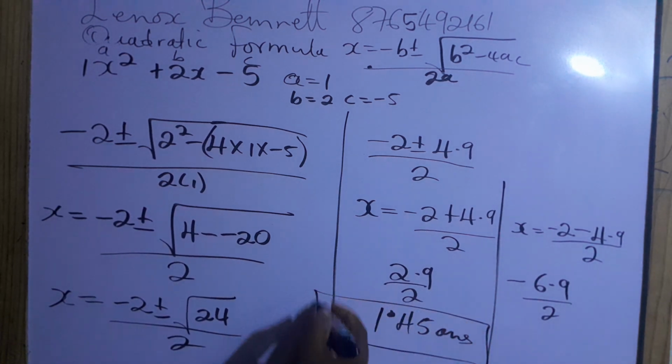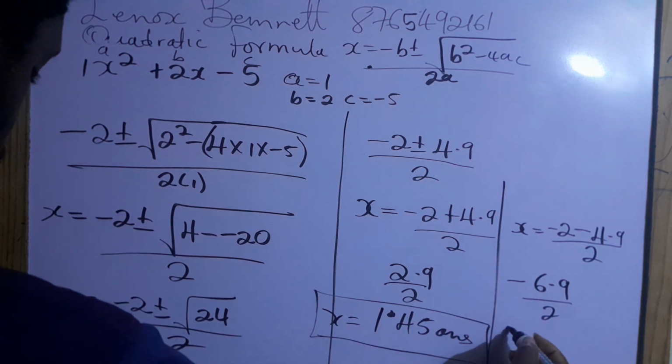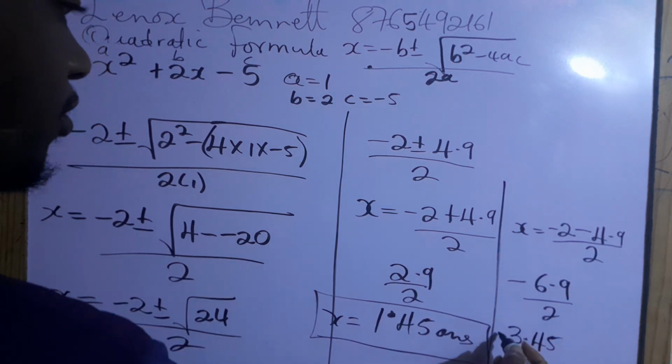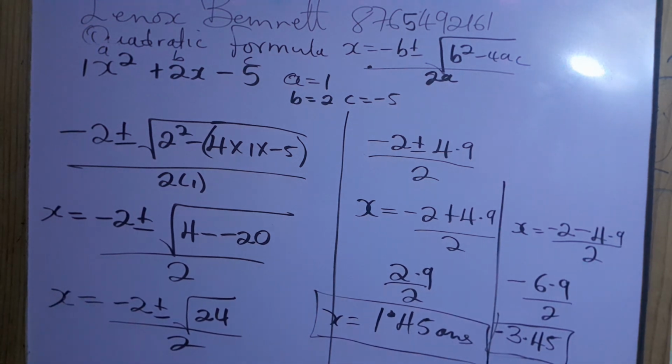Did you guys get that? Work out that one now. What is negative 6.9 divided by 2? That works out to negative 3.45. So this is negative. So guys, you're supposed to get two solutions.